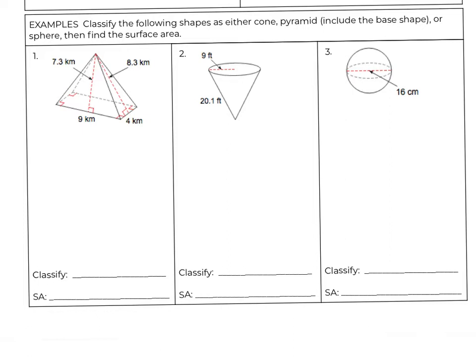Okay, who thinks they have number 1? What would I name this one? Nolan, what would I classify number 1 as? What kind of pyramid is it? What shape is the base, though? Rectangle. So make sure you have this. It is a rectangular pyramid.